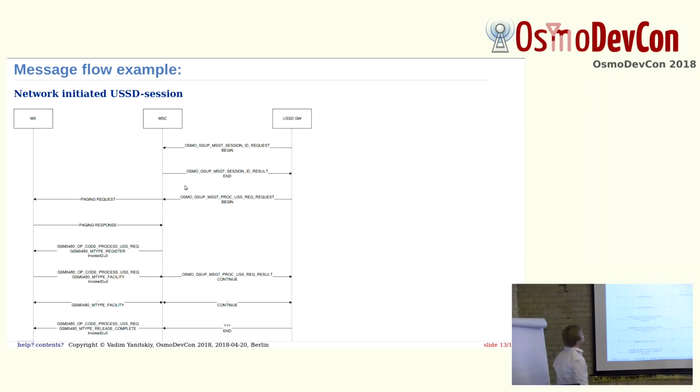First of all, as I already told, we need to request a session ID which is unused at the moment. As soon as we get this session ID, we can begin the session and, for example, request something from a subscriber. Then on the radio access network, you will see a paging request. The subscriber should respond to this paging request, and then he will get a register message with an initial request from the USSD gateway, and then he can respond and continue this conversation until either side decides to finish the session.